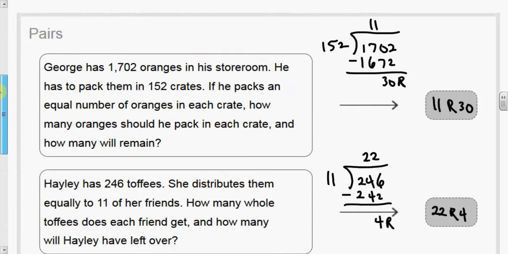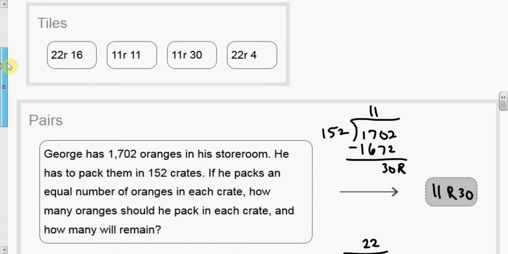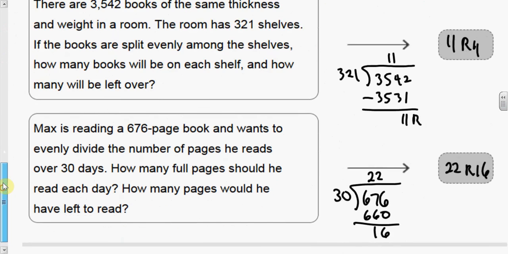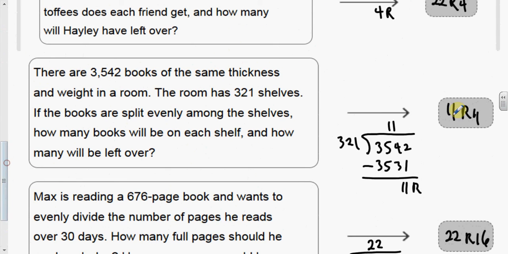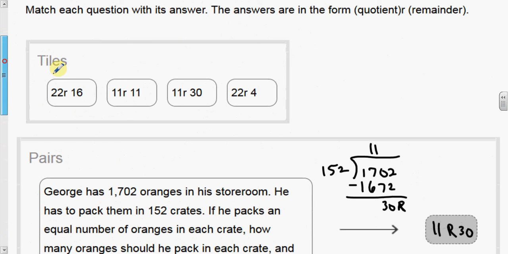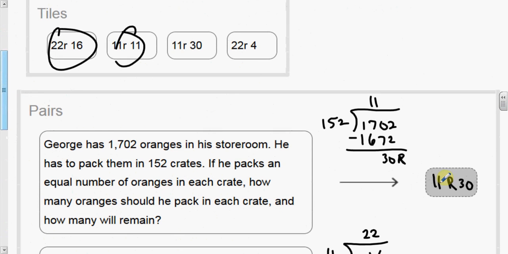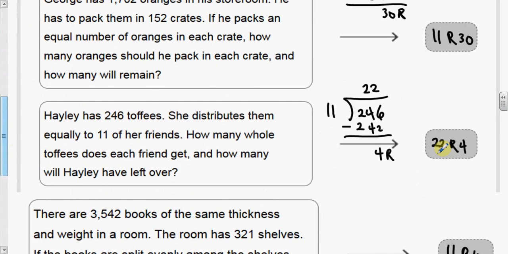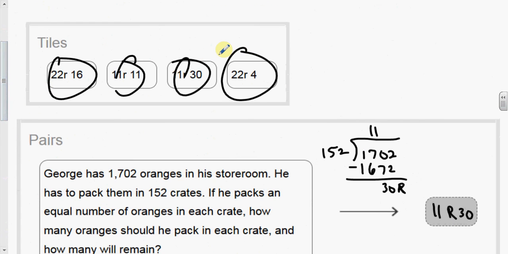And all those answers were up there above. That's the 22 remainder 16. Then the 11 remainder 11 is here. That was that other one. Then this is 11 remainder 30. And then 22 remainder 4. Okay. So that should do it for you. If you have questions, just let me know. Thank you.